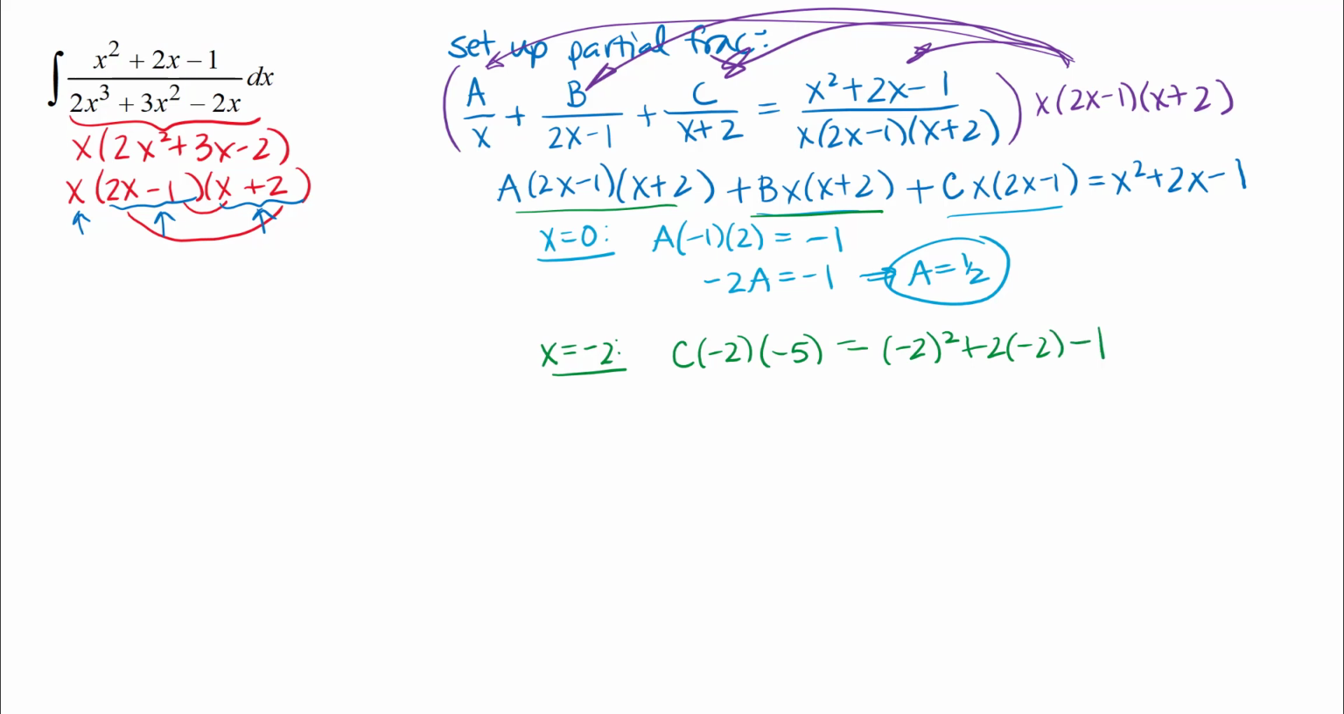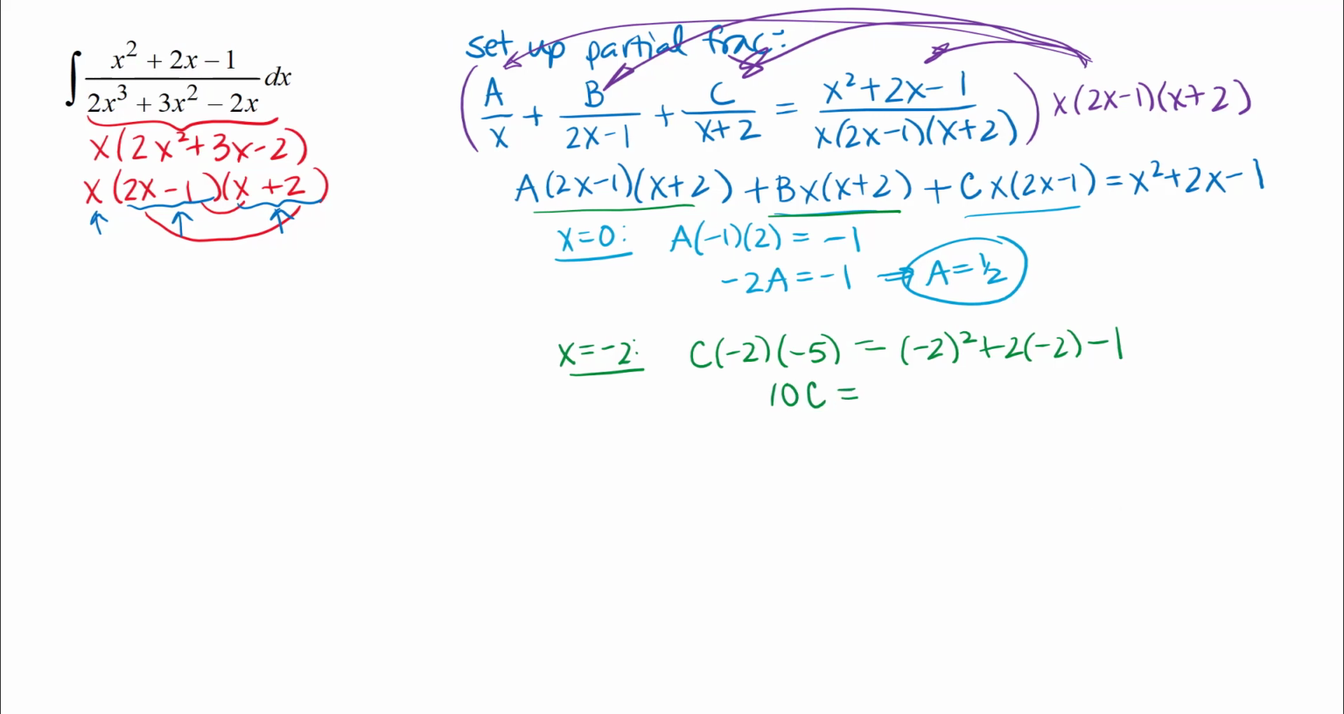I just plug -2 into the right side of the equation. Alright, so on the left it looks like I get 10c, and on the right side I will have 4 minus 4 minus 1, so -1. So c is -1/10.